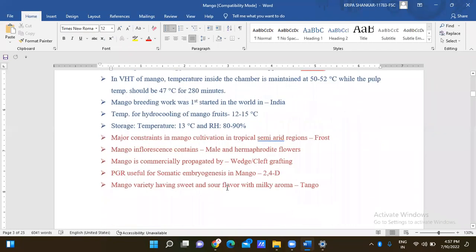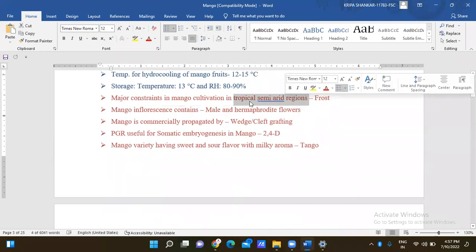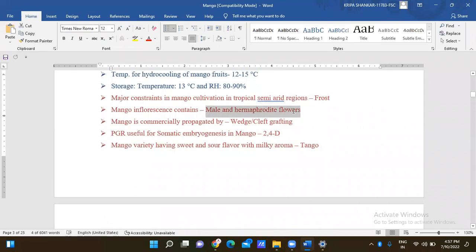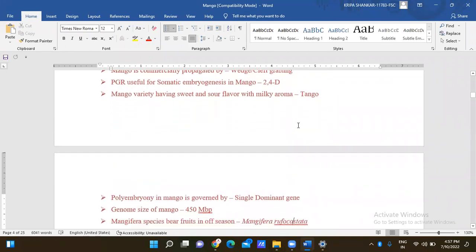What is the major constraint in mango cultivation in tropical semi-arid regions? That is frost. Mango inflorescence contains male and hermaphrodite flowers. Mango is commercially propagated by wedge and cleft grafting. These are questions already asked. You can go through this and read it. I'm just reading for your common understanding.